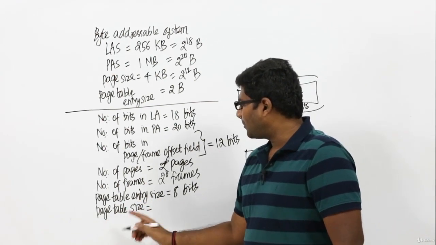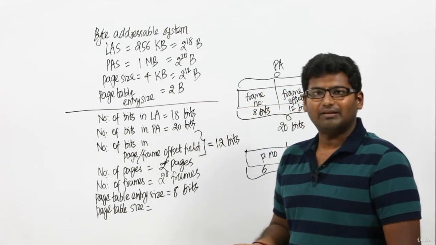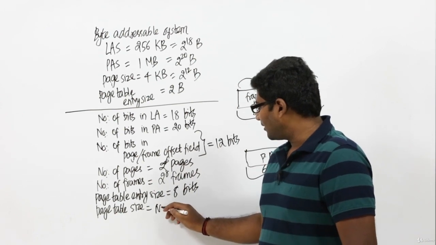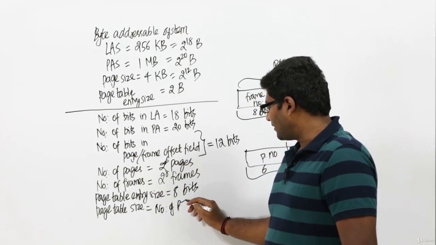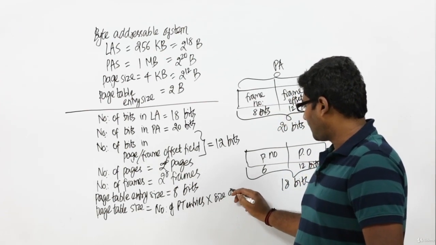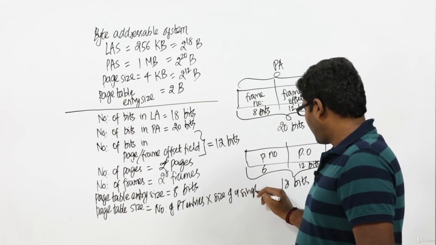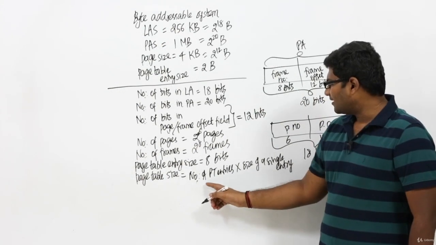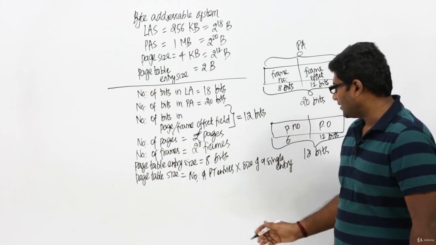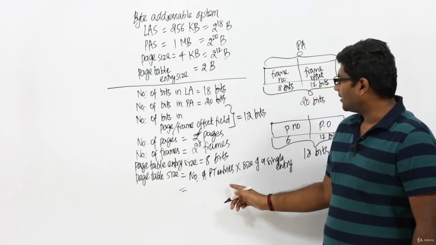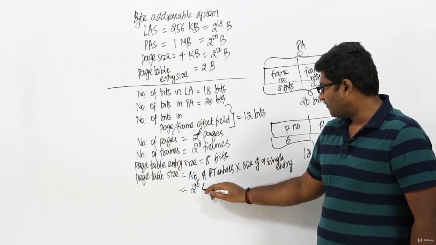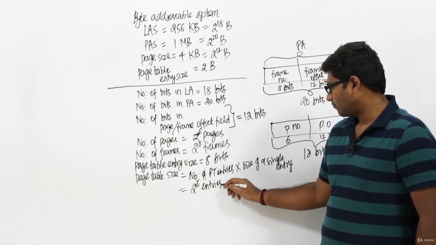Now what is the size of the page table? The page table will have a number of page table entries. So the page table size is nothing but the number of page table entries into the size of a single entry. The number of page table entries is nothing but the number of pages, because for every page we maintain a page table entry. So the number of entries is 2 power 6.